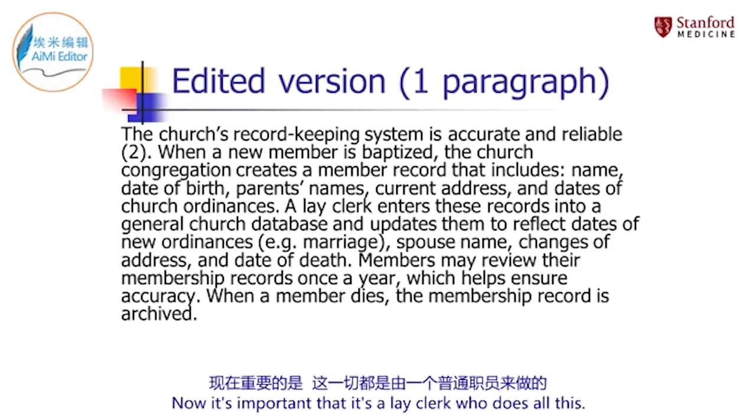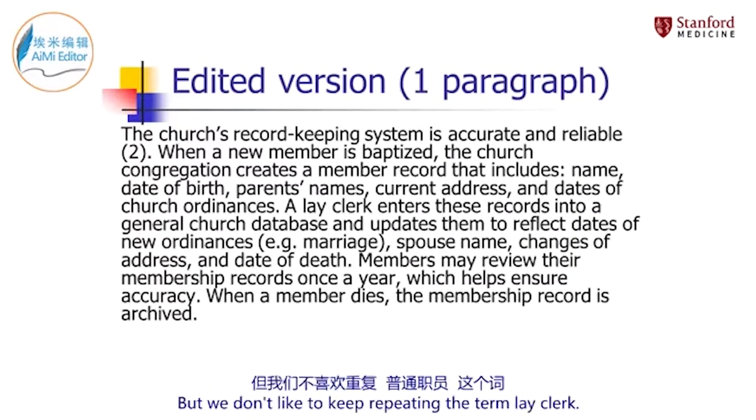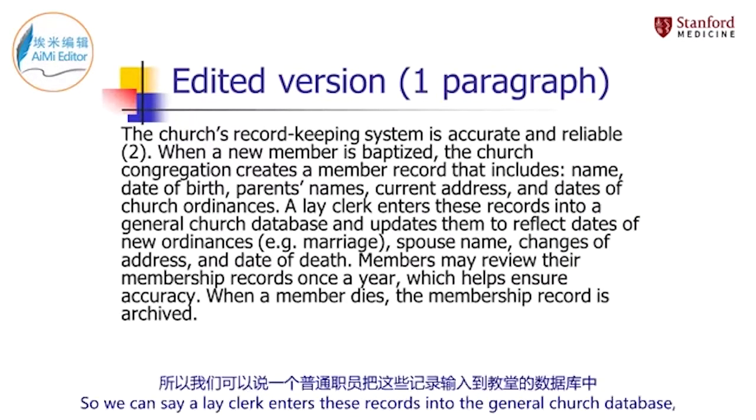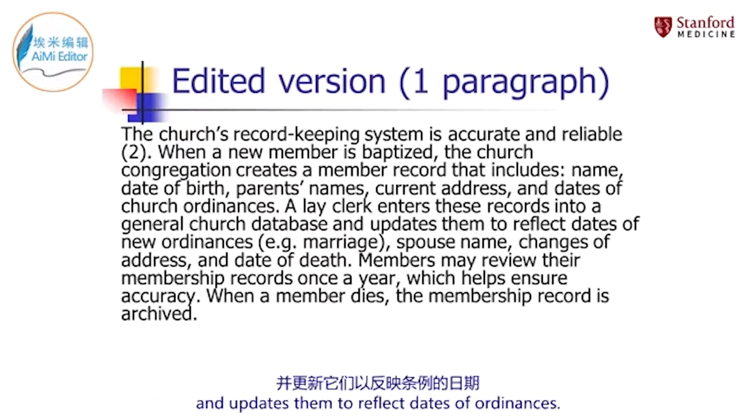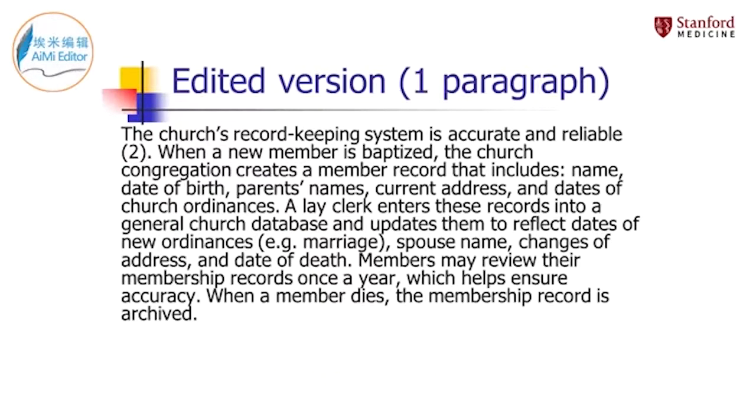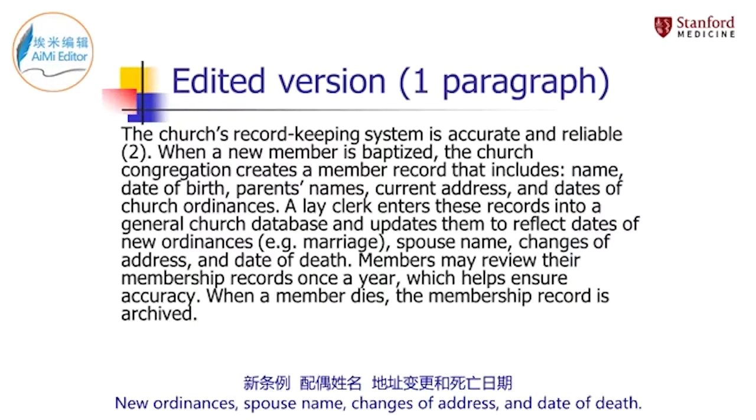Now, it's important that it's a lay clerk who does all this, but we don't need to keep repeating the term lay clerk. So we say a lay clerk enters these records into the general church database and updates them to reflect dates of new ordinances. That can all be in one sentence. The spouse, new ordinances, spouse name, changes of address, and date of death.